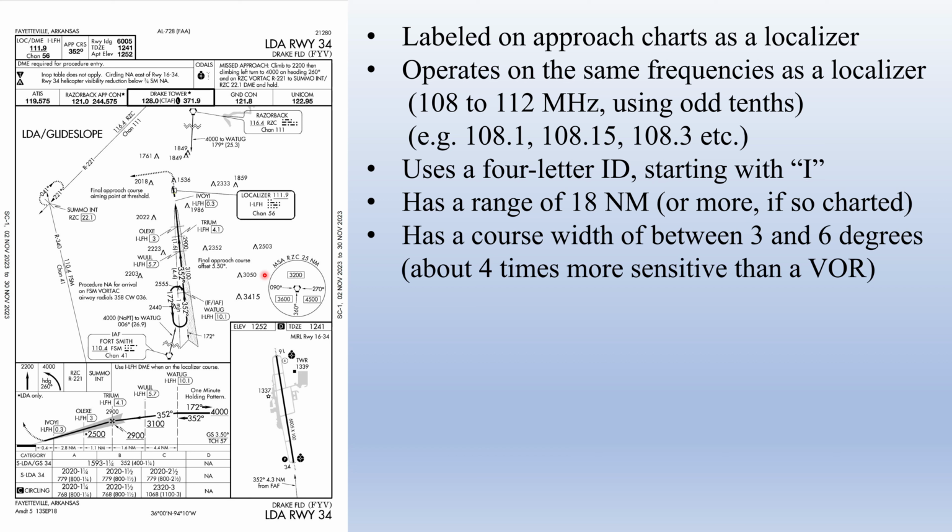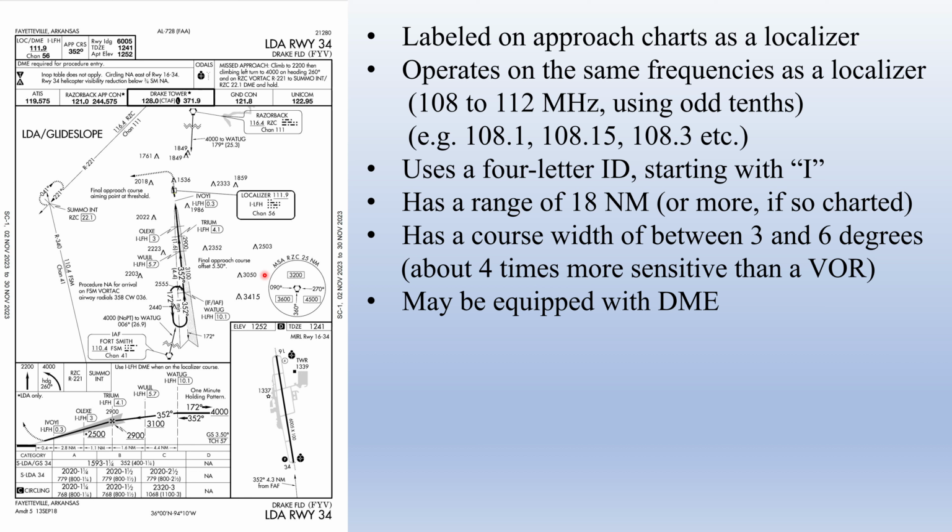It also has a course width of between 3 and 6 degrees, just like a normal localizer. Typically, it's going to be around 5 degrees, which is going to make it about 4 times more sensitive or 4 times more precise than a VOR course indication.